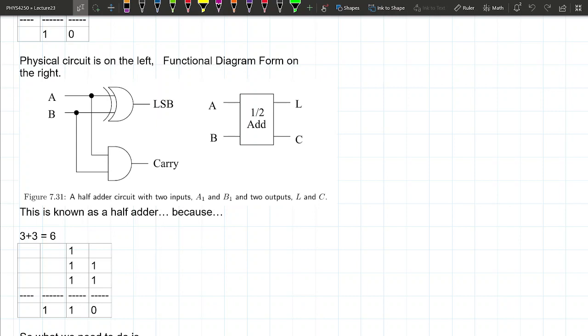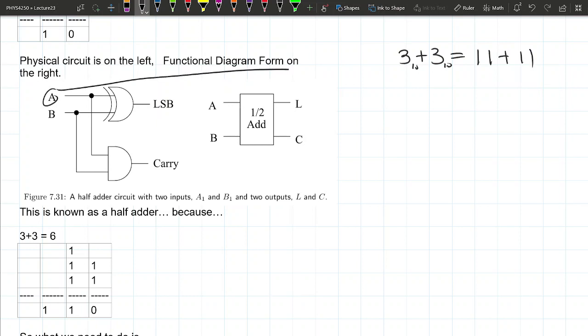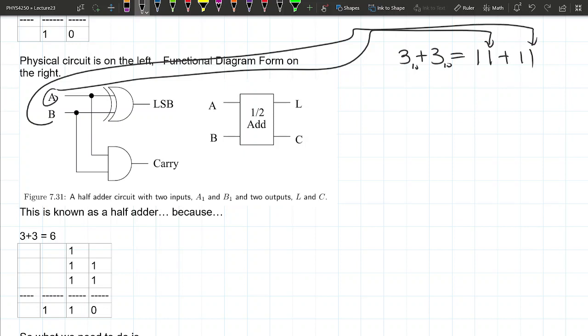So you have an input bit here, 0 or 1, and an input bit here, 0 or 1. This corresponds to one bit of each of the numbers. For example, if I'm trying to add 3 plus 3, in binary that's equivalent to 11 plus 11. This A here corresponds to this bit, and this B here corresponds to this bit only. We're not even dealing with the second bit yet.